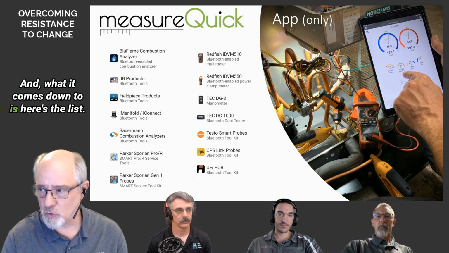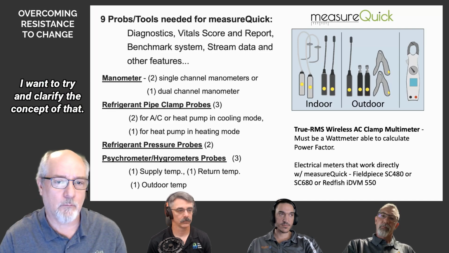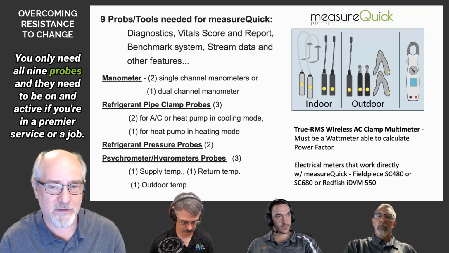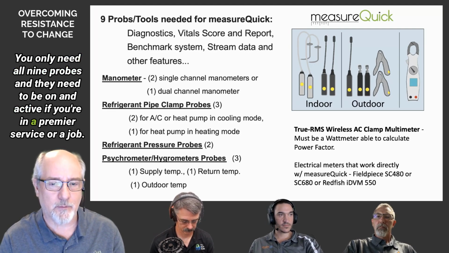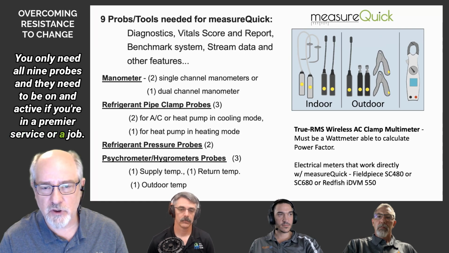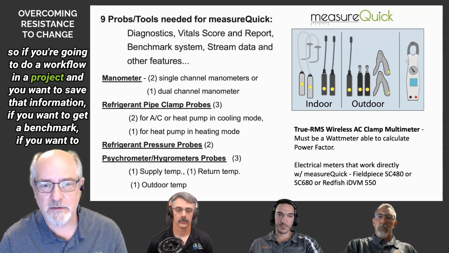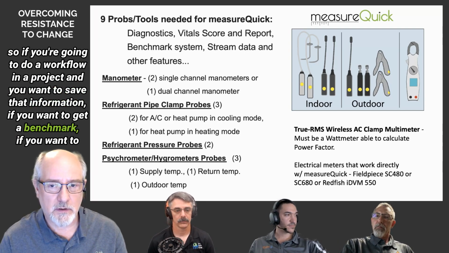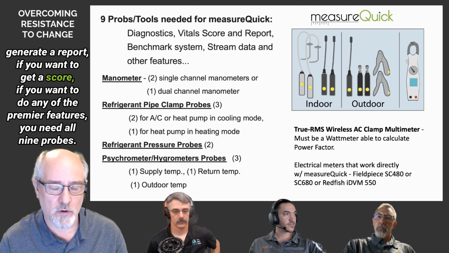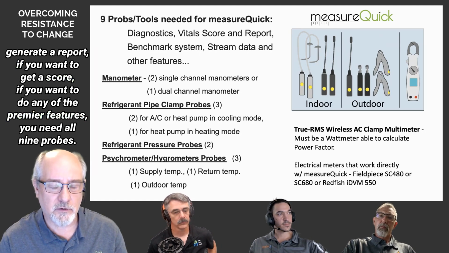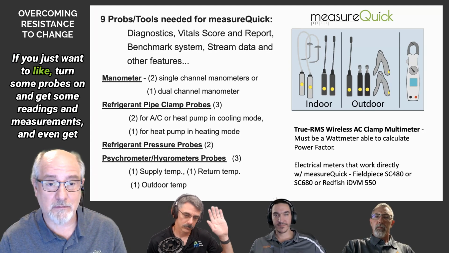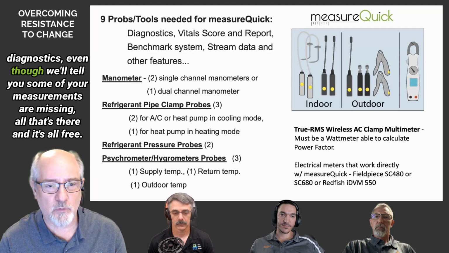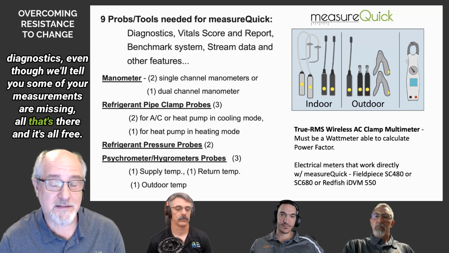What it comes down to is here's the list. People are like, oh, I need all 9. I want to clarify the concept that you only need all 9 probes, on and active, if you're in a premier service or job. So if you're going to do a workflow in a project and you want to save that information, get a benchmark, generate a report, get a score, or use any of the premier features, you need all 9 probes. If you just want to turn some probes on and get some readings and measurements, and even get diagnostics, even though we'll tell you some of your measurements are missing, all that's there and it's all free.